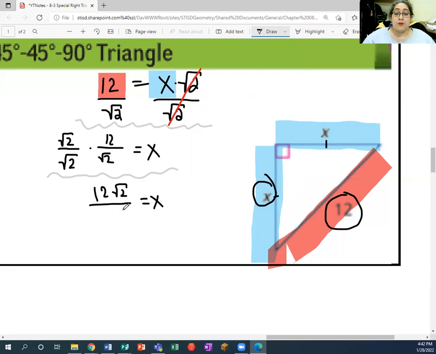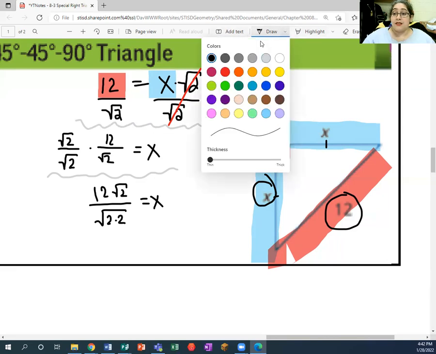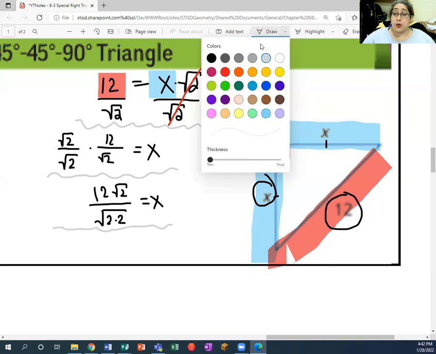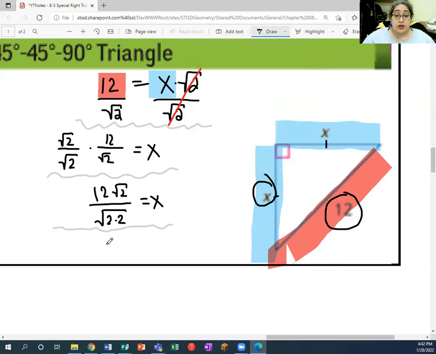All right, I'm just multiplying numerators together and I'm multiplying denominators together. Notice how I've written that square root 2 times square root 2 as square root of 2 times 2. I'm going to simplify that square root there at the bottom to turn it into just a 2. And now I can simplify this fraction, 12 divided by 2.